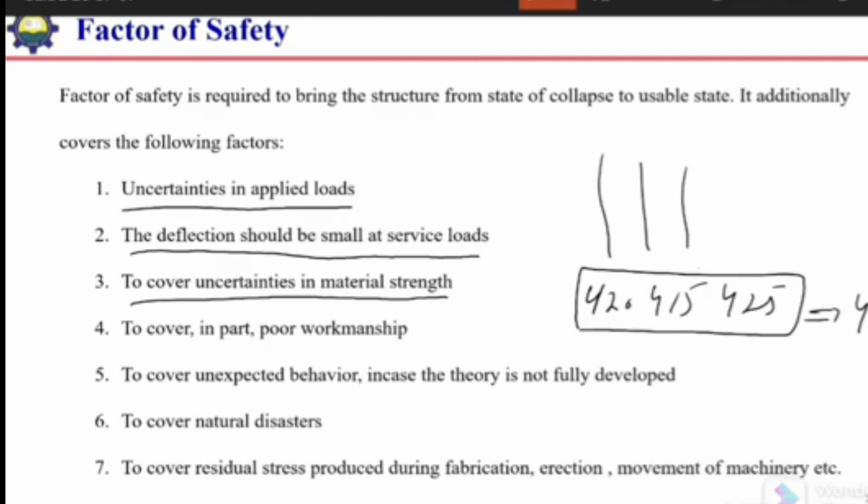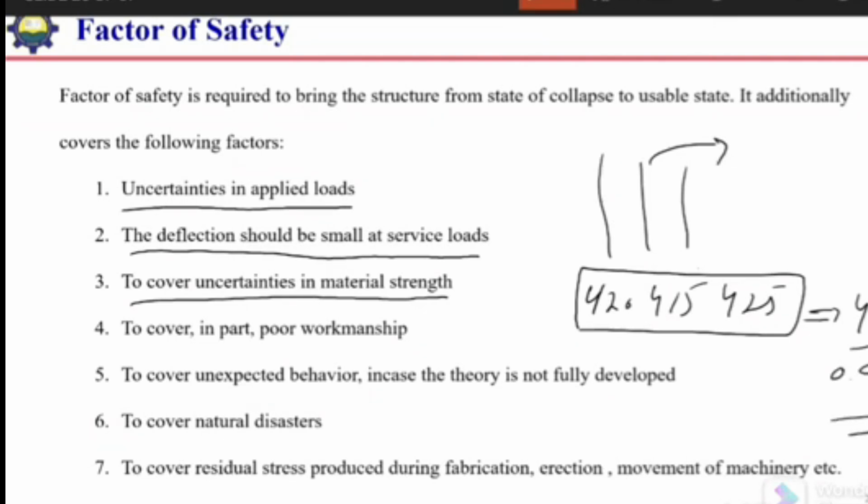But if the strength is 415, what will happen? The structure will fail at the service load. So to counter this, we need to apply the factor of safety. Instead of this average, we reduce it by, for example, 0.9 to bring it to some lower value.